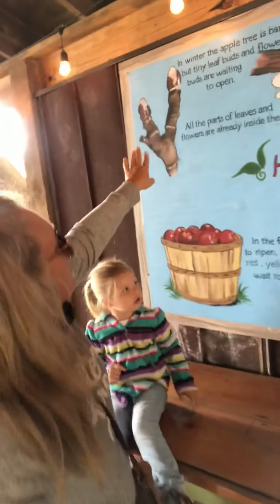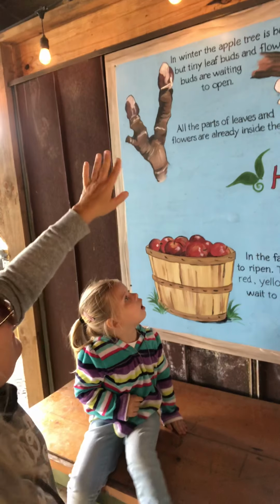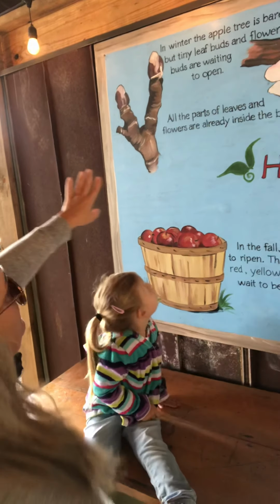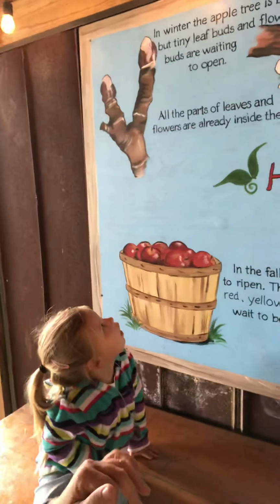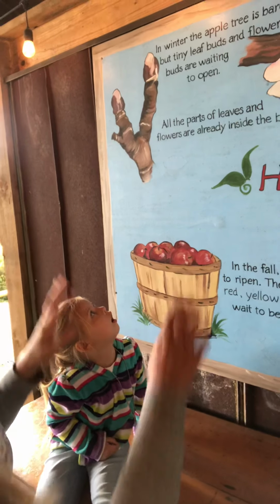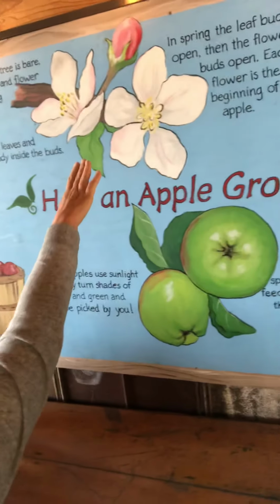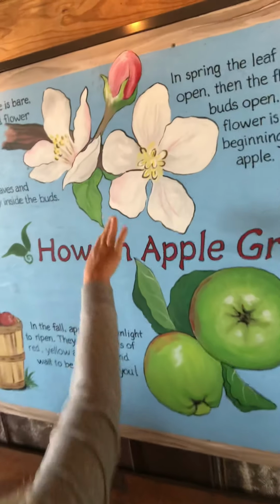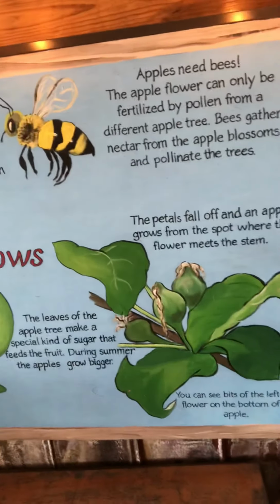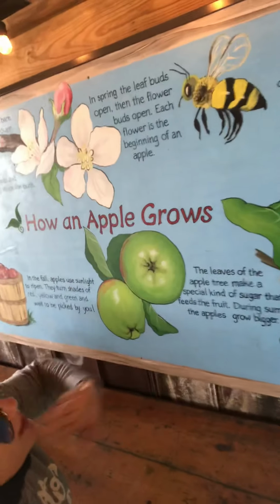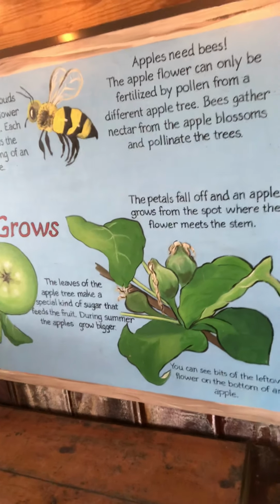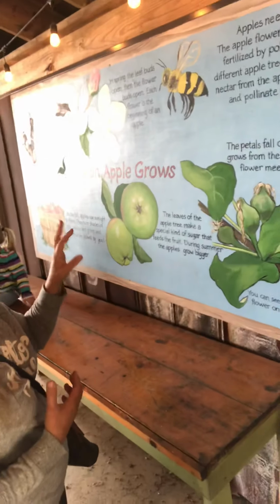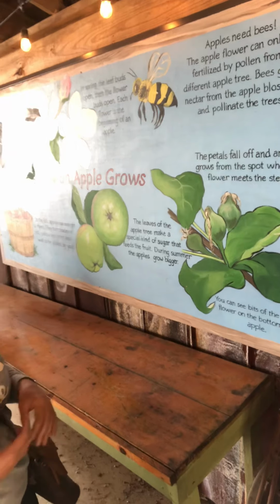So, in the winter, remember me telling you that the apple tree is bare, it has nothing on it, and that's resting? But inside the branch, the parts of the leaves and the flowers are already there, and they're going to be little buds. And then in the spring, those little buds open up, and a flower opens, and it's the beginning of an apple. And there's that bee I was telling you about. It's very important for that bee to go and pollinate those apples. The apple flower can only be fertilized by the pollen from a different apple tree. So bees are like the busy workers that take the nectar from the apple blossoms and pollinate the other trees.